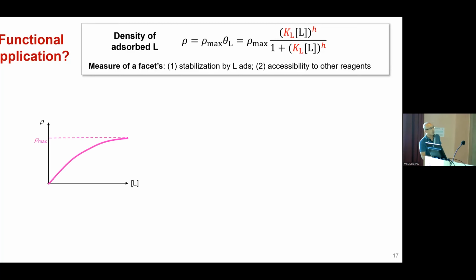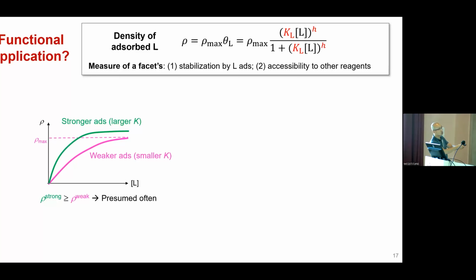Now, if you plot out this rho as a function of the ligand concentration, of course, this equation is an apparent saturation curve, and it eventually will saturate to the maximum ligand density on the surface. So if you have any surface, it should look like this qualitatively. Now, if you have two surfaces that differ in their adsorption affinity, the stronger adsorbing surface would have a curve that looks like that, where the green curve is on top of the magenta curve. Okay, that is what is presumed most often.